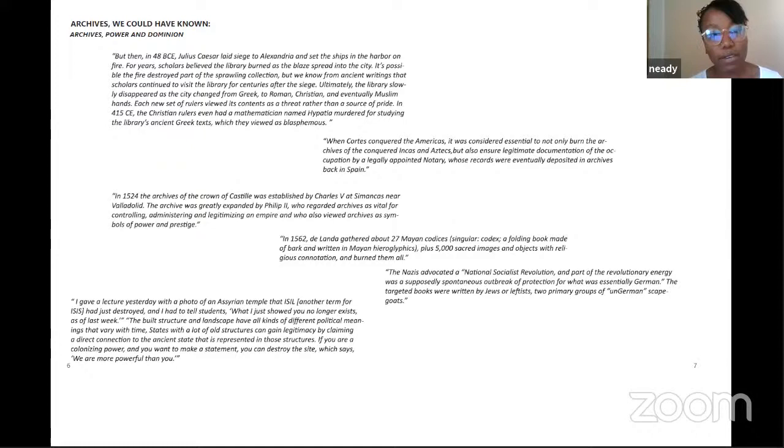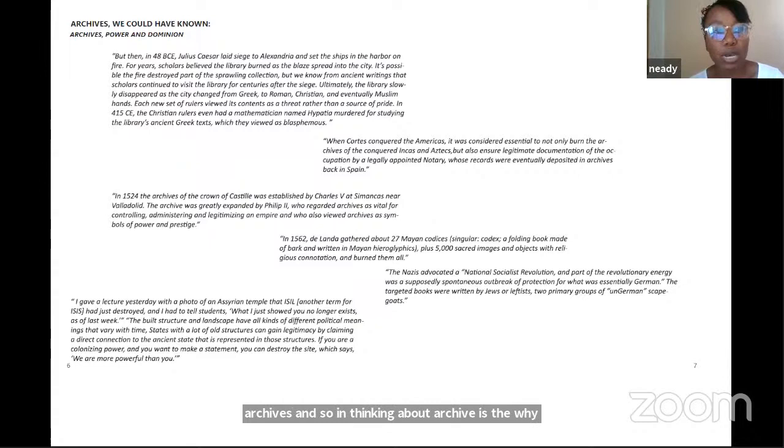And so in thinking about archives as they were and how they shaped the knowledge system that we have, we also had to think about the archives that we could have known but don't know of, because they were destroyed or because they fell under the tools of domination. Next slide.